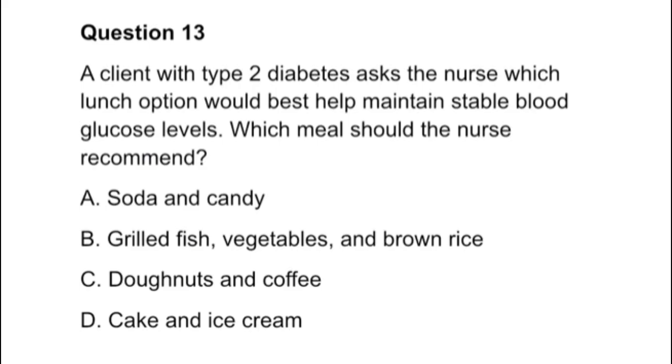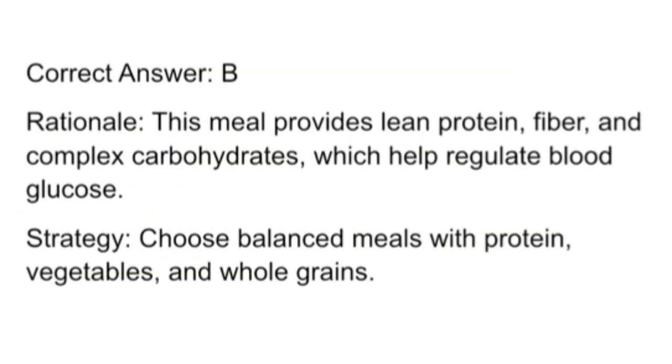C. Donuts and coffee. D. Cake and ice cream. Correct answer, B. Rationale. This meal provides lean protein, fiber, and complex carbohydrates, which help regulate blood glucose. Strategy. Choose balanced meals with protein, vegetables, and whole grains.